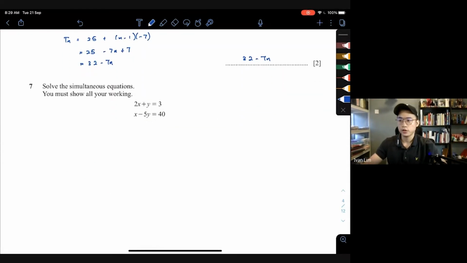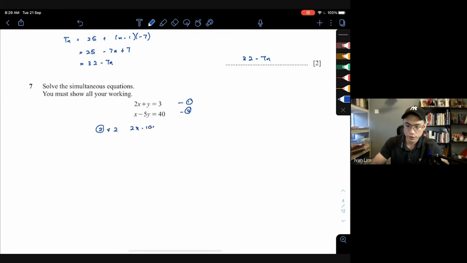Question 7. Solve the simultaneous equations. Make sure you show all your working. Don't skip any steps. Whatever you calculate, even if you use the calculator, make sure you show it. You must show all your working to get the full 3 marks. I will show using elimination because I feel that it will be shorter. So take the second equation, multiply by 2. Then it'll be 2x minus 10y equals 80. Let's consider this as equation 3.